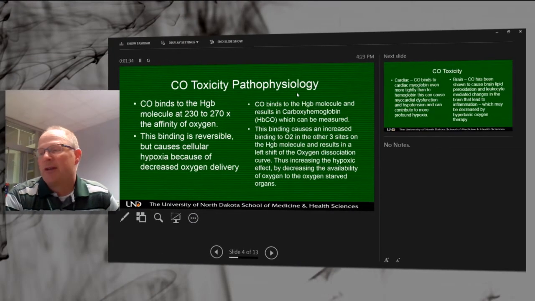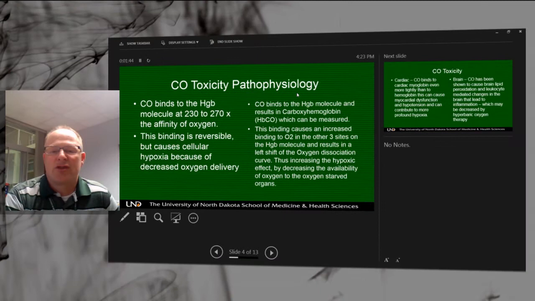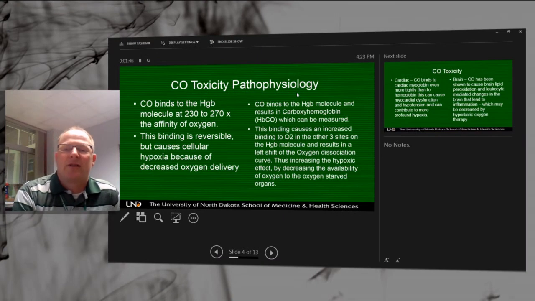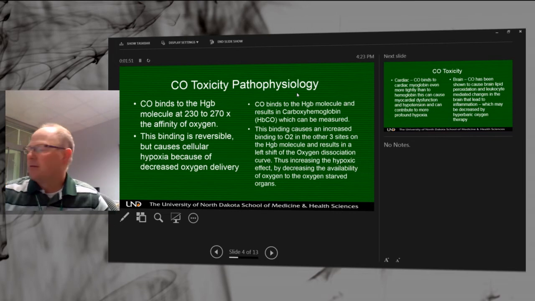Carbon monoxide binds to hemoglobin at about 230 to 270 times the affinity of oxygen. This binding is reversible, but does cause cellular hypoxia because of this decreased oxygen delivery. It binds a hemoglobin molecule, resulting in carboxyhemoglobin, and this carboxyhemoglobin can be measured in the bloodstream. The binding causes an increased binding to oxygen in the other three sites on the hemoglobin molecule, and this in turn shifts the dissociation curve to the left, causing increased tissue hypoxia and decreased availability at the tissue level.